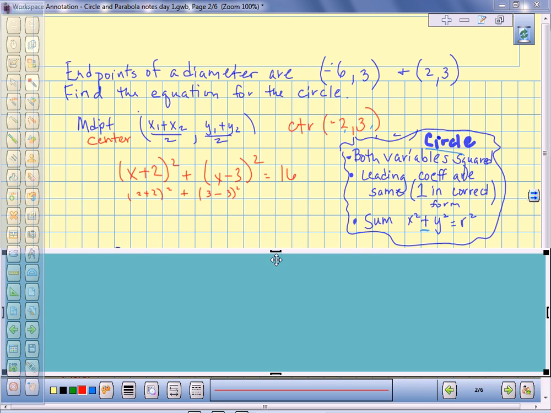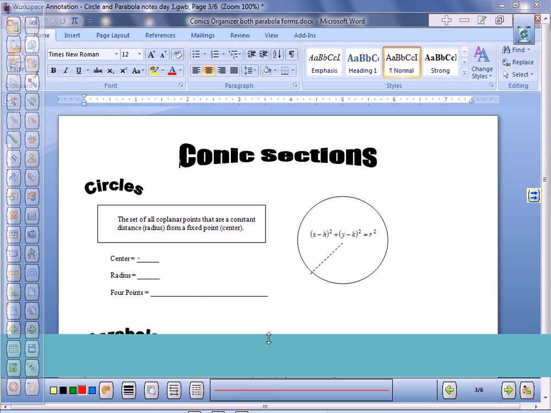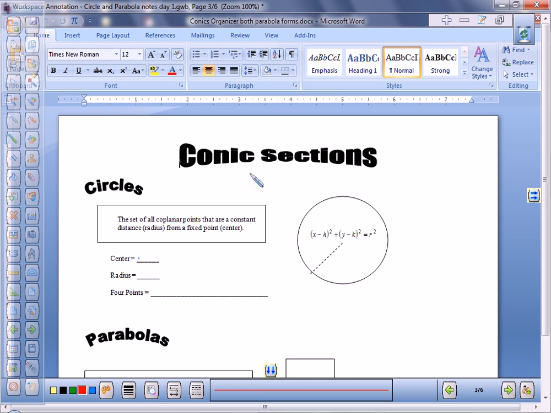Okay, guys, let's take a look at our graphic organizer for our conics. So, we developed the form. We know that this is our center, this is our radius. What did we decide? How do we represent the center? HK, as an ordered pair, it would be HK. How do we represent the radius? R.